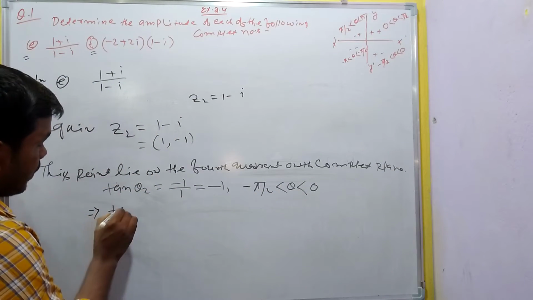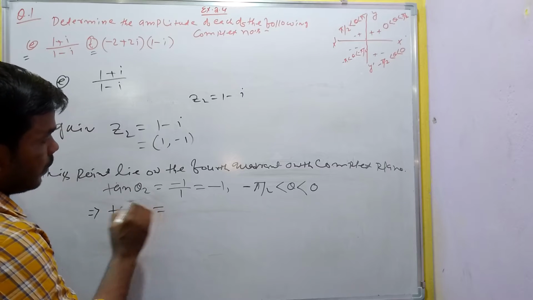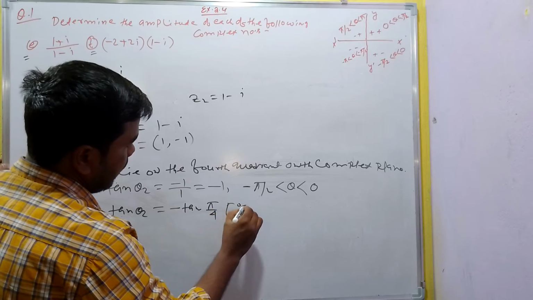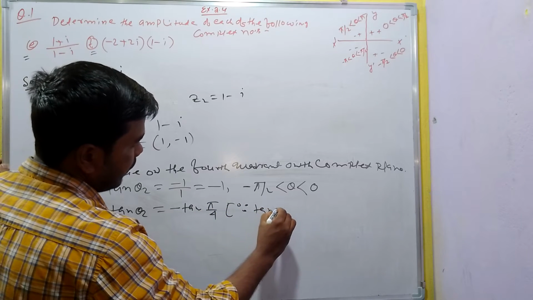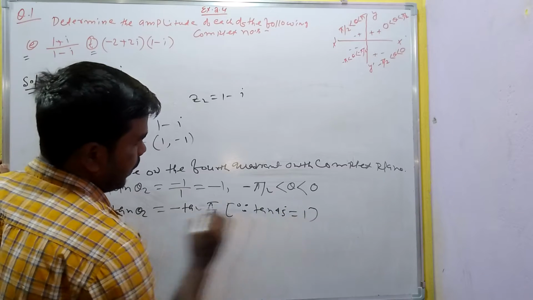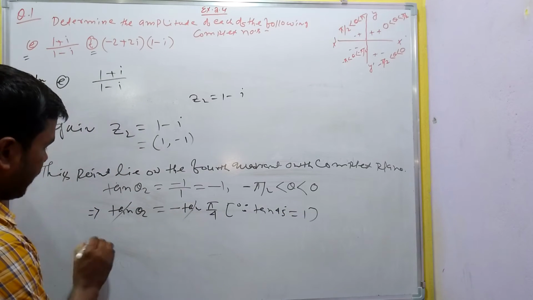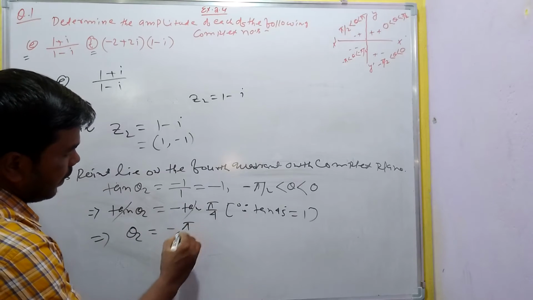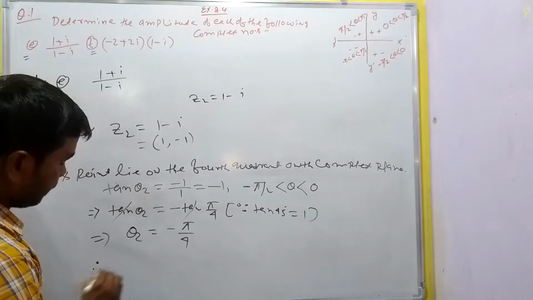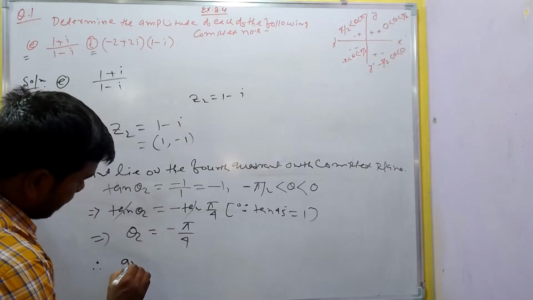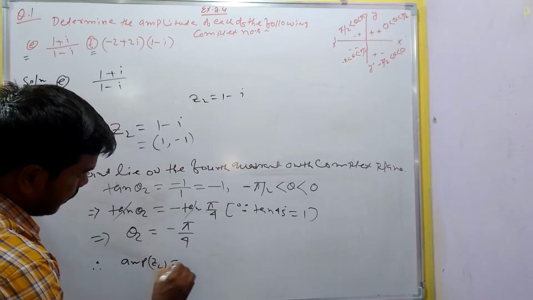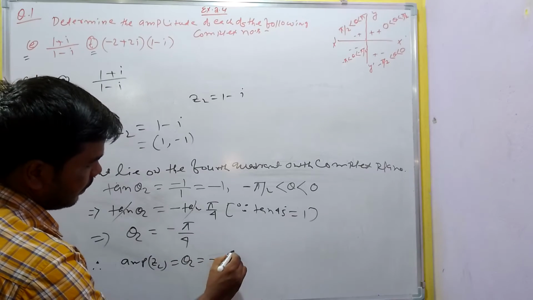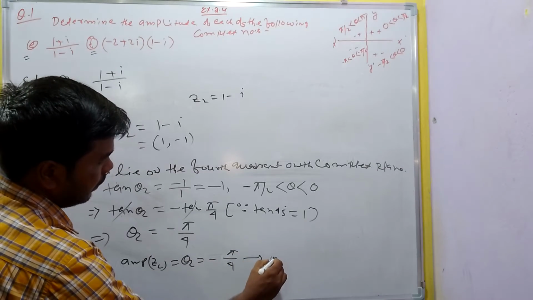Again, you have to write tan theta 2 equals minus tan pi by 4, since tan 45 degree equals 1. Now this tan will be cancelled. So theta 2 equals minus pi by 4. Therefore, amplitude Z2 equals theta 2 equals minus pi by 4. This is equation number 2.